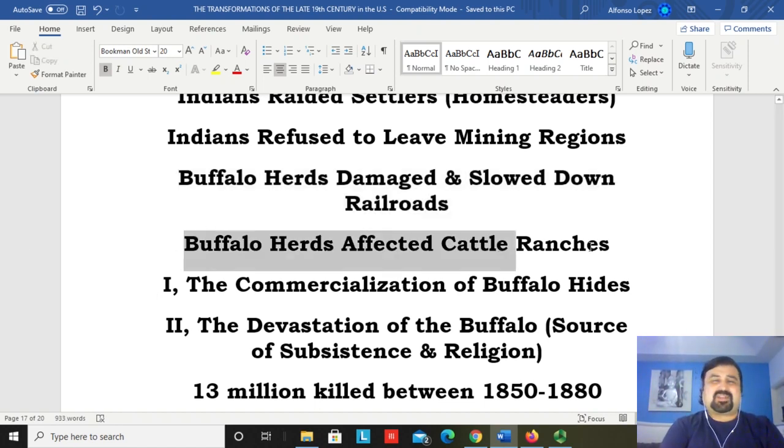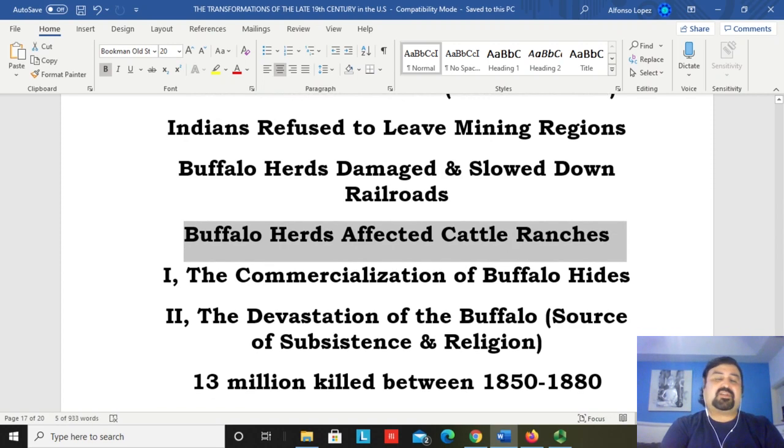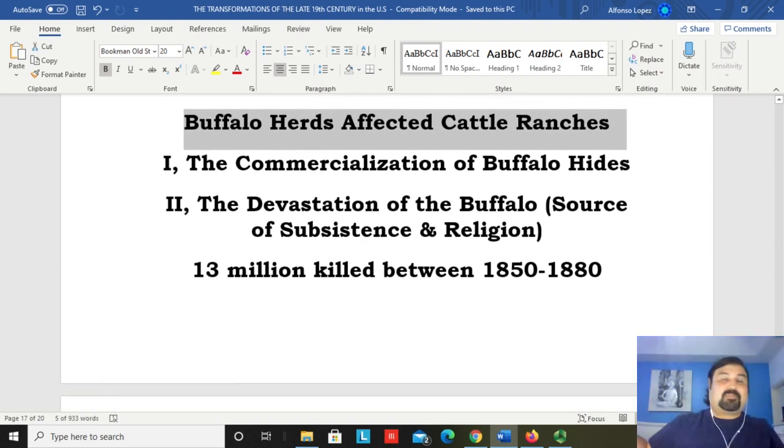Okay, so that actually slows down transportation, or in many cases interrupts the transportation, because it was going to take weeks before the railroad tracks are repaired and so on. So again, it's pretty much slowing down, if you will, commerce.